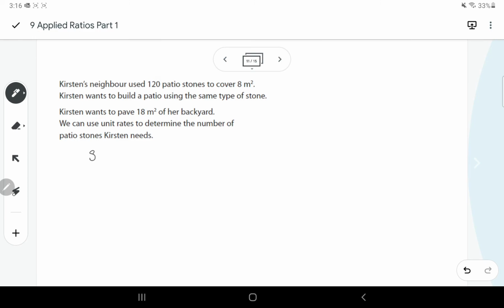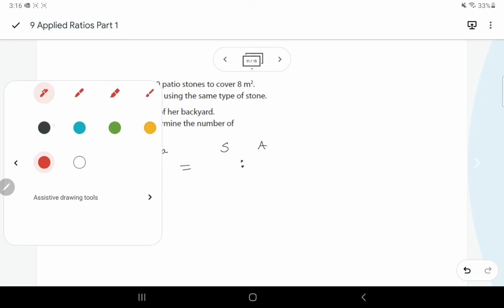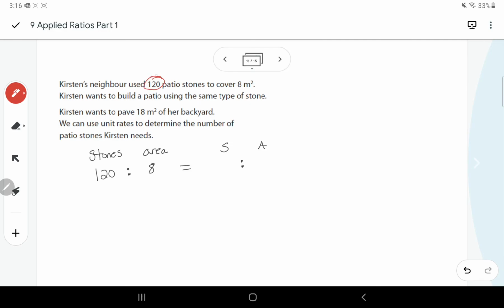So the neighbor had a certain amount of stones that covered a certain amount of area. The neighbor used 120 patio stones to cover 8 meters. And we want this to be equal for Kirsten because she's using the same kind of stones. So what do we know and what do we not know? So the 120 is the patio stones. And this says determine the number of patio stones. So that's what we don't know. I'm going to put an X there.